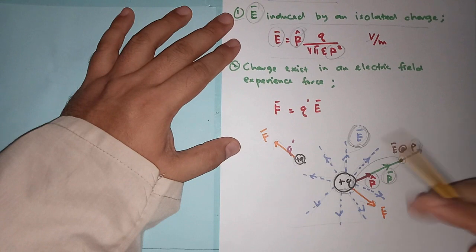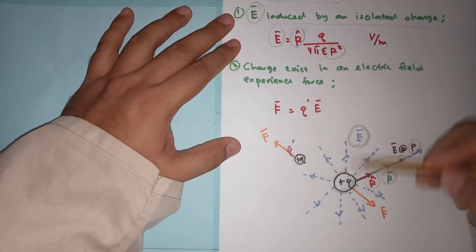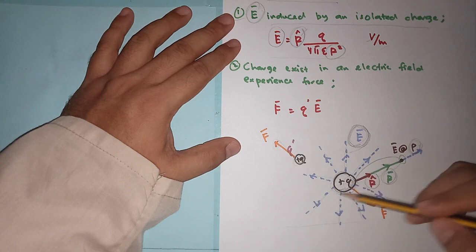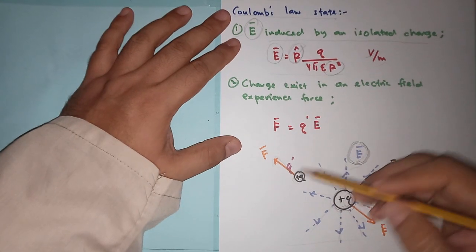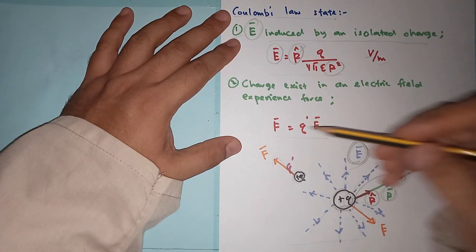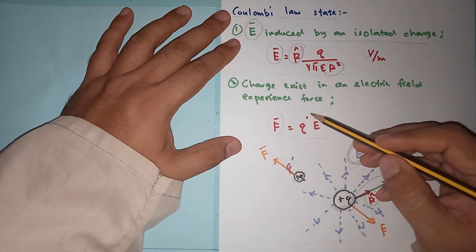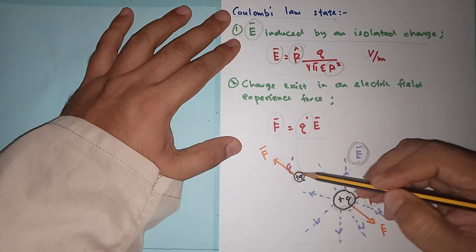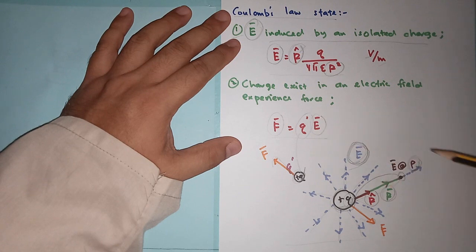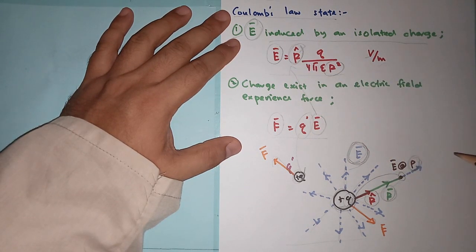If we have another particle charge that we put in the presence of the electric field produced by this charge, the force experienced by this charge can be calculated by using this formula. Whereas the vector F, which is the force, is equal to Q, which is the value of this charge, multiplied by the electric field intensity calculated using the previous equation. And the unit for this force is Newton.